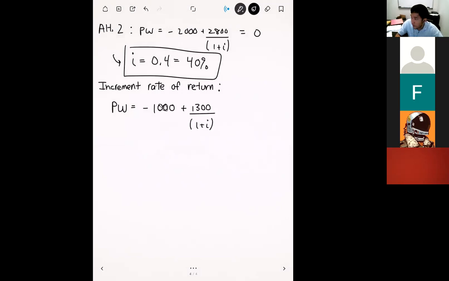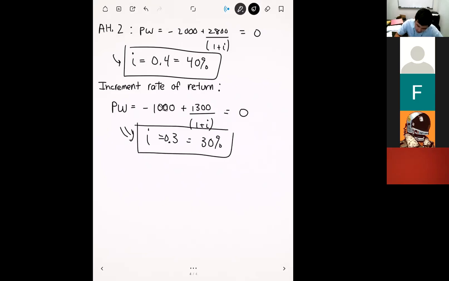Again, I'm just going to plug in the formula, but remember this formula represents P over F, comma i, at n equal to 1. And then we're going to set this equal to 0. We're going to follow the same procedure as before, and what we get is an interest rate of 0.3, which is 30%. This 30% is the rate of return of the increment.